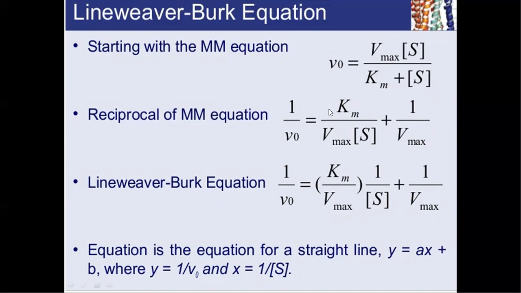And from this equation, we can make the equation in the form of a straight line equation, that is y equals ax plus b. Here 1 by V0 is similar to the y value, the y-axis value, and Km by Vmax is the a value, which is the slope. Here 1 by S is taken as the x-axis value, and 1 by Vmax is the b value, that is the intercept at the y-axis.